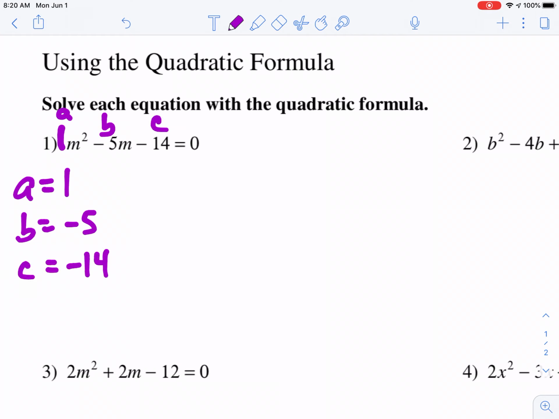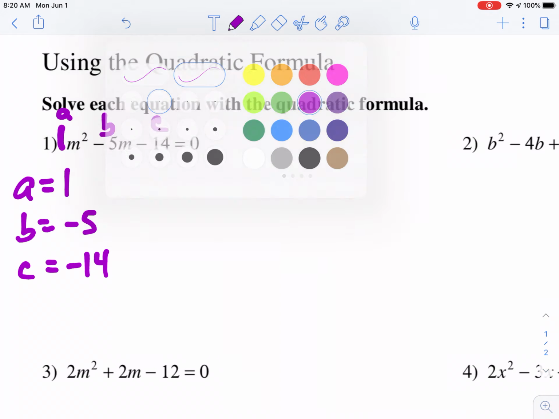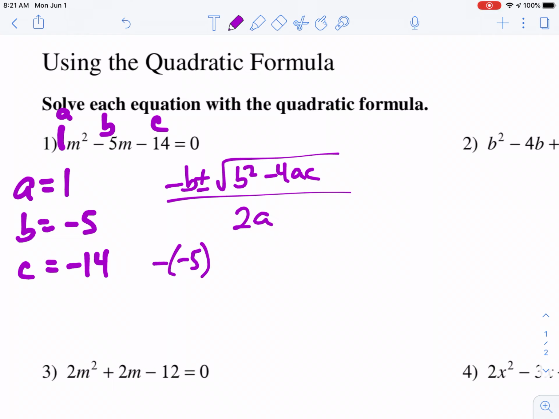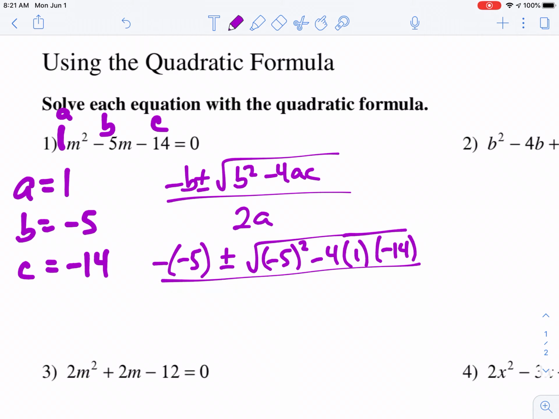Okay? Then we plug everything into our formula. -b plus or minus the square root of b squared minus 4ac all divided by 2a. So the negative of -5, which is just going to be 5, plus or minus -5 squared. Make sure you put the -5 in parentheses when you do that in your calculator. Minus 4 times a, which is 1, times c, which is -14. All divided by 2 times a, which is 2 times 1.